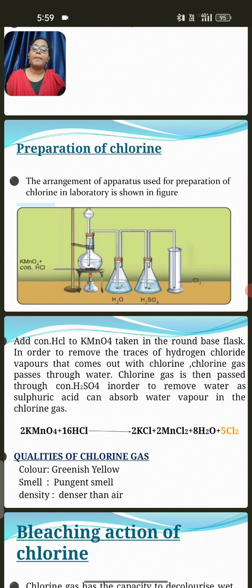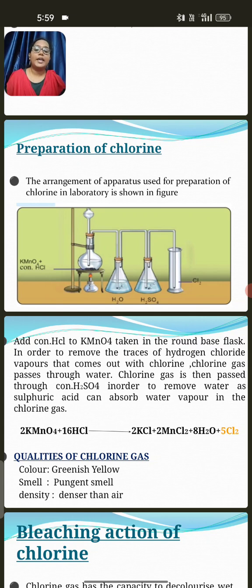The arrangement and apparatus used for the preparation of chlorine gas is shown in this figure. The apparatus used are a round bottom flask, thistle funnel, conical flask, delivery tube and a gas jar. And the chemicals used are potassium permanganate, concentrated sulfuric acid, concentrated hydrochloric acid. So we will discuss how we can prepare chlorine.